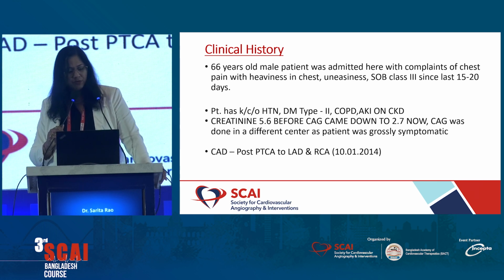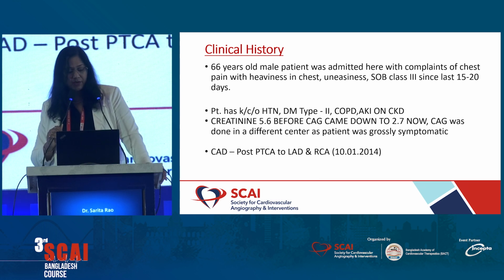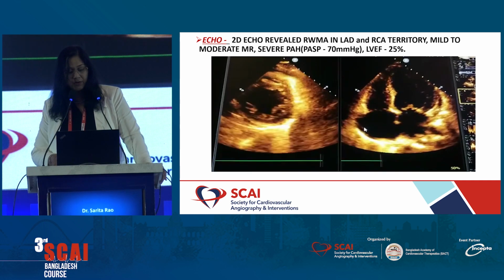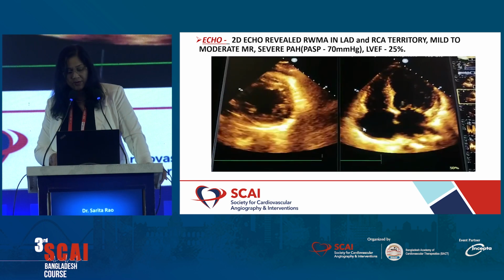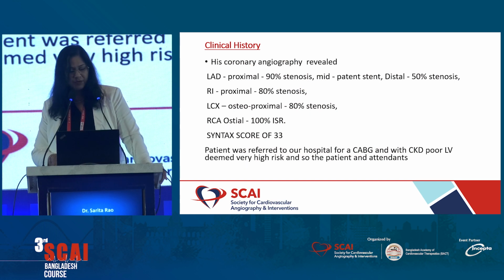A 66-year-old male patient, known case of hypertension, diabetes, COPD. He had acute kidney injury on CKD. His creatinine was 5.6 before the angiogram, came down to 2.7, and then the angiogram was done in a different center. The patient was grossly symptomatic. He was post-angioplasty to both the LAD and the RCA. It was done way back in 2014. The echo revealed a wall motion abnormality in LAD and RCA territories. He had an ejection fraction of about 25% only.